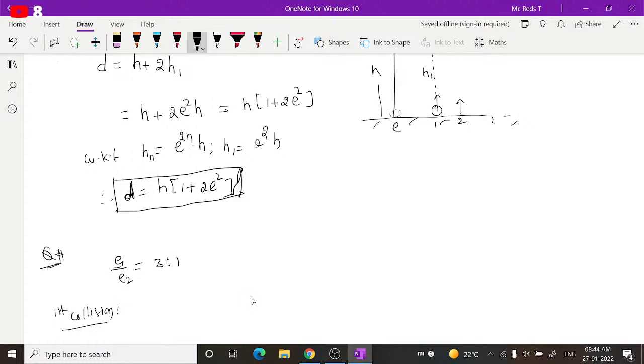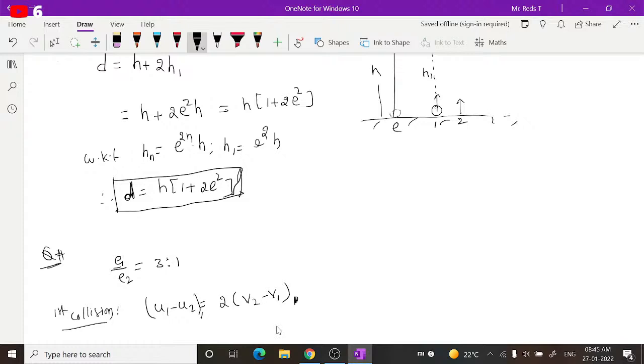In the first collision, the relative velocity of approach is twice the relative velocity of separation. Relative velocity of approach we usually consider as u1 minus u2, and relative velocity of separation will be expressed as v2 minus v1. So u1 minus u2 is equal to 2 times v2 minus v1 in the first collision.